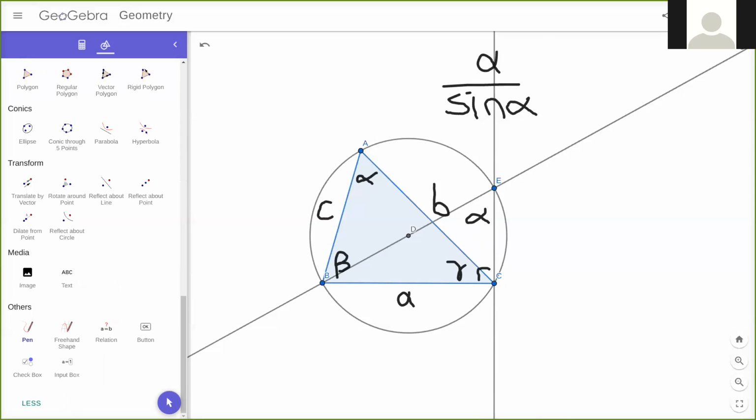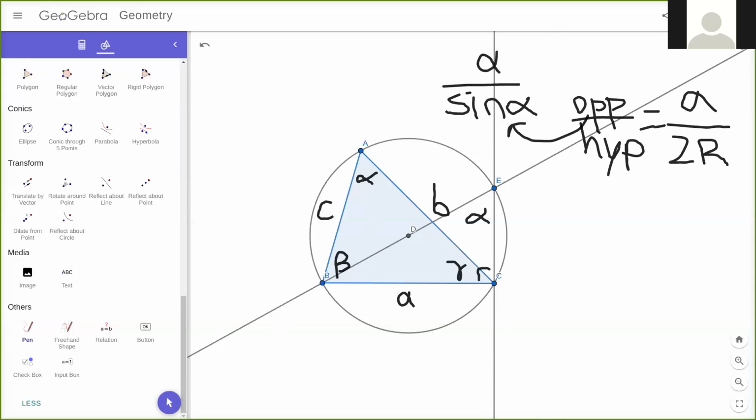So by definition, sine of alpha is the opposite over the hypotenuse. The opposite here is A, and the hypotenuse is BE, which is the diameter. The diameter is just 2 times the radius. So if we call the radius big R, then the diameter is just 2R.